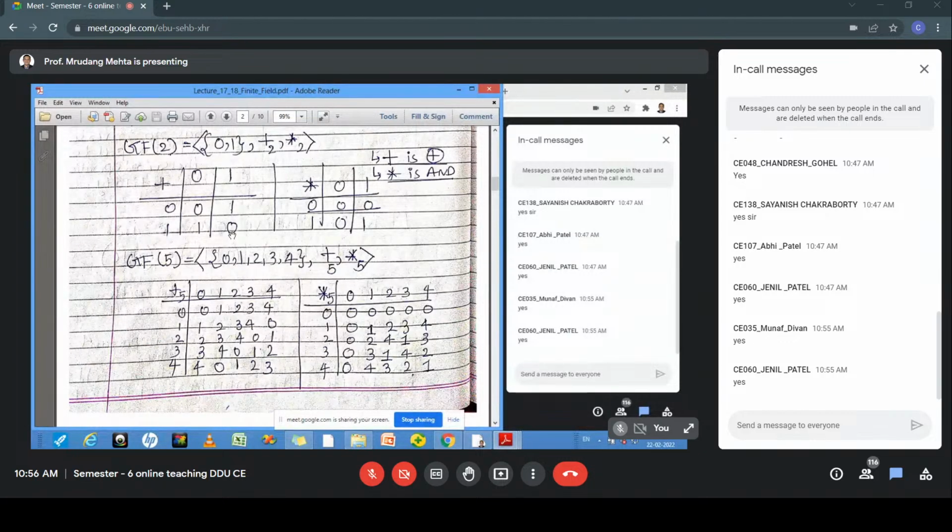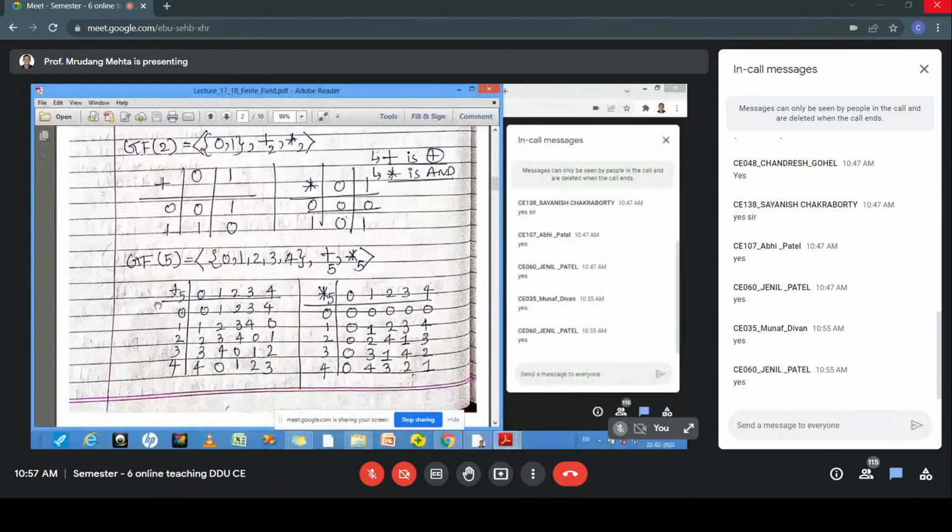So if you add any element to 0, you get the same element, right? And if you multiply, 0 multiplied by 0 is 0, and 0 multiplied by 1 is 0. 1 multiplied by 0 is 0, and 1 multiplied by 1 is 1. So here you get the additive inverse. 0 is its own additive inverse and 1 is its own multiplicative inverse. And for 0, in the multiplicative inverse, you don't find any inverse. That means the multiplicative inverse of 0 is not available.